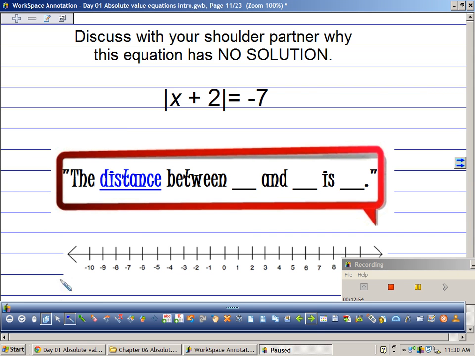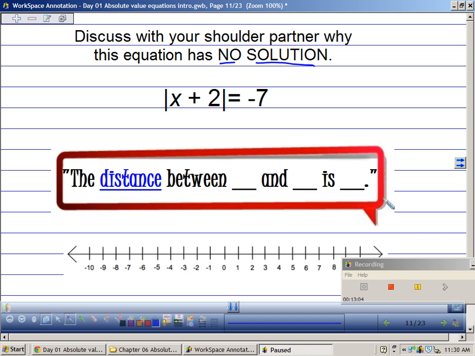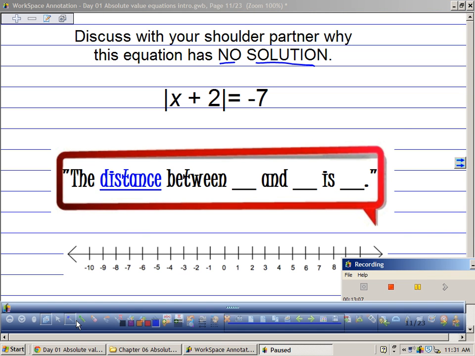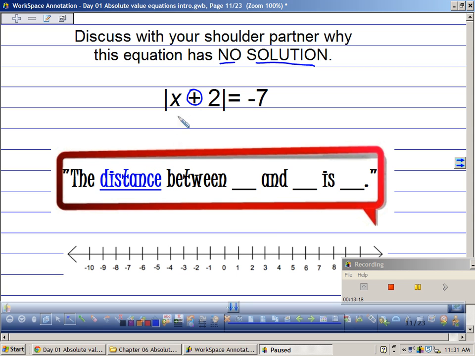Move a little faster. Discuss with your shoulder partner why this equation has no solution. I'll give you a second to do that. All right, I heard some good discussion. So, absolute value means distance, right? Distance means difference. So this is not difference, so I'm going to change it to a negative sign. X and negative 2. The distance between x and negative 2.